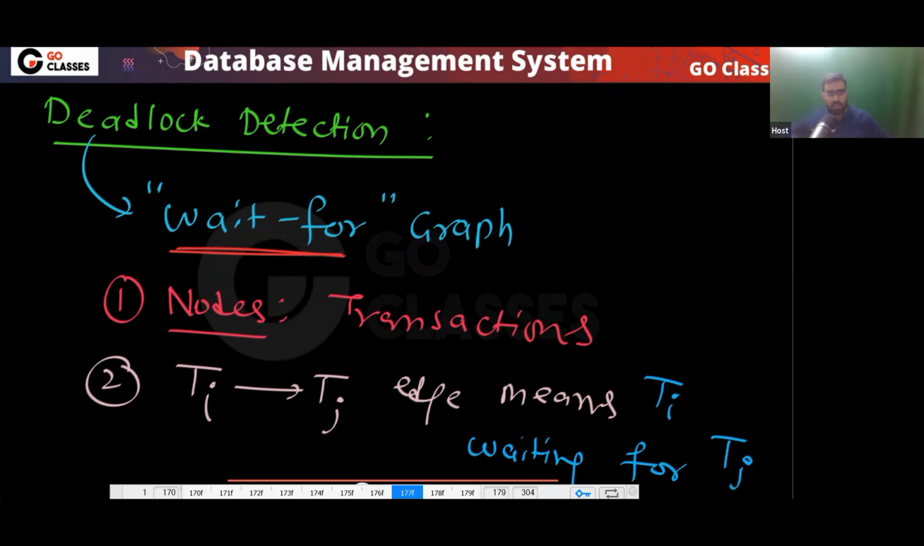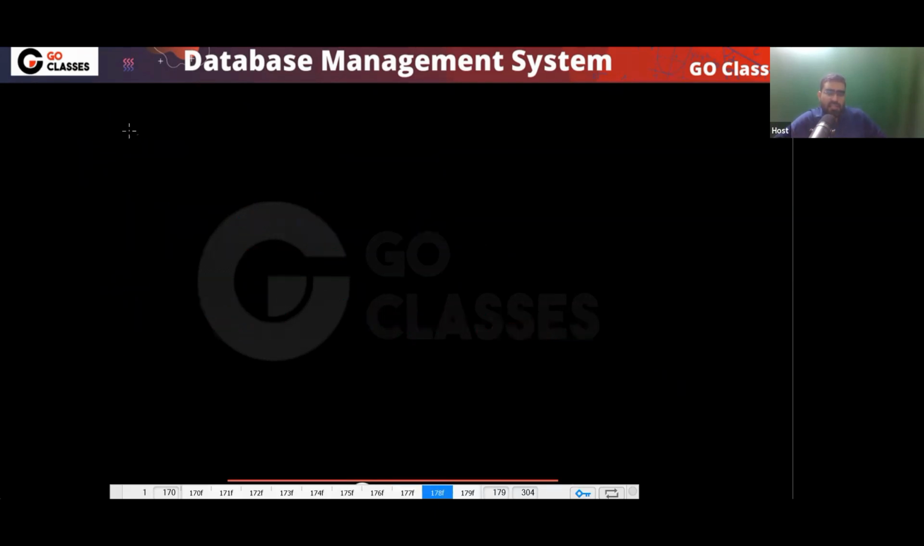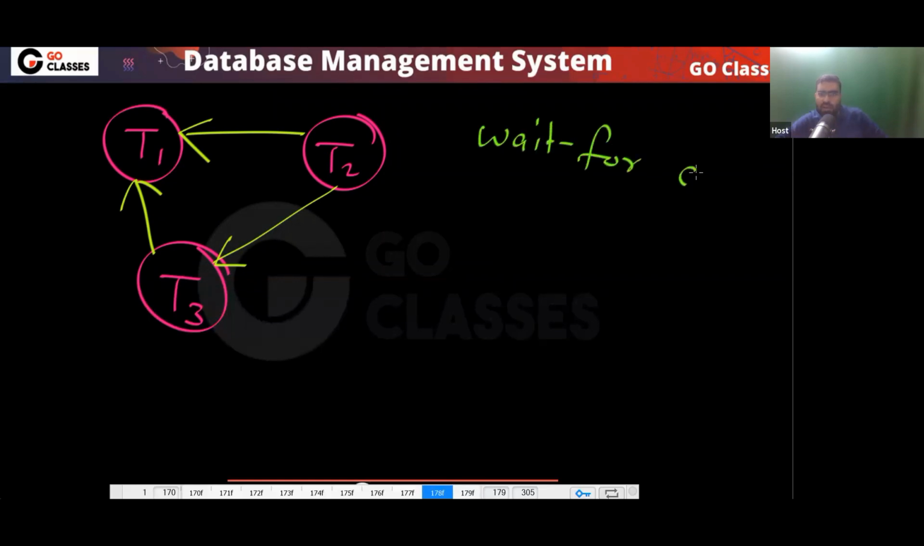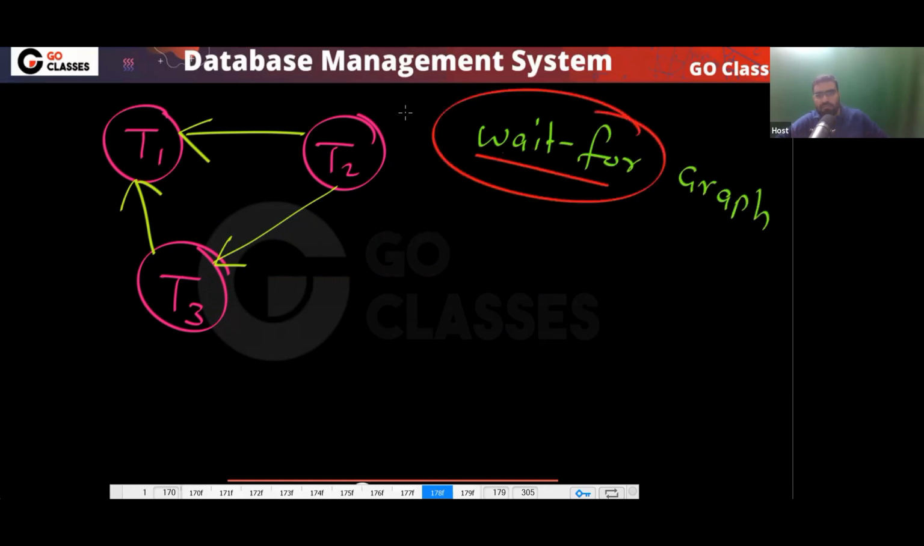So this is the graph that we create, and every transaction is a node. Let's assume T2 is waiting for T3, T3 is waiting for T1, and T2 is waiting for T1. This graph is called a wait for graph. Tell me, is there any deadlock in this graph? There is no deadlock. Why?